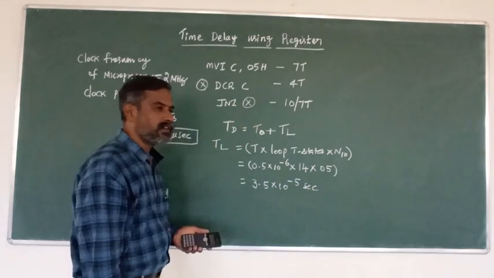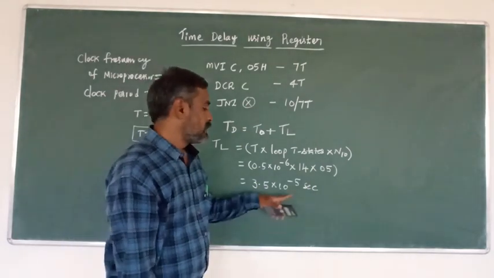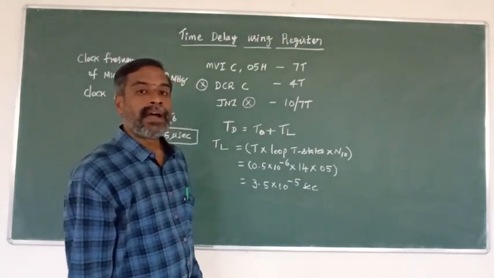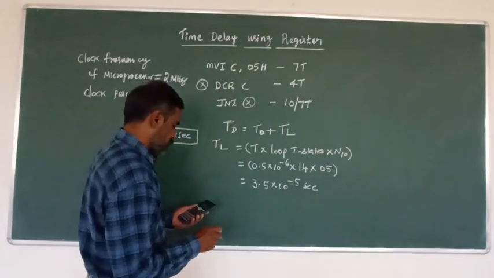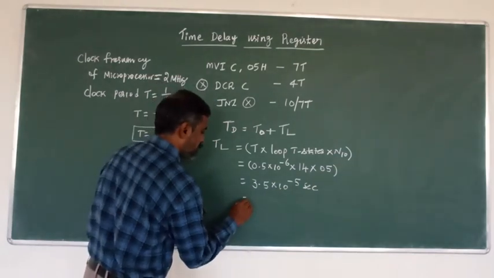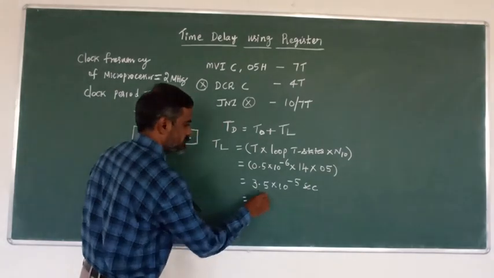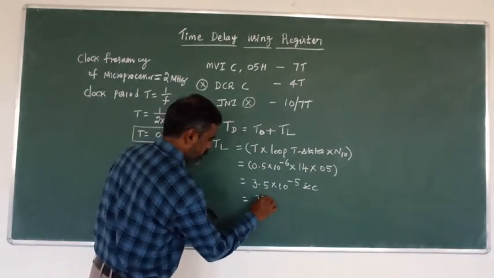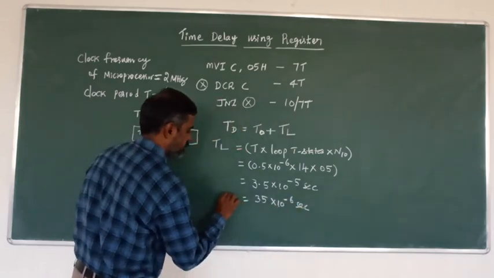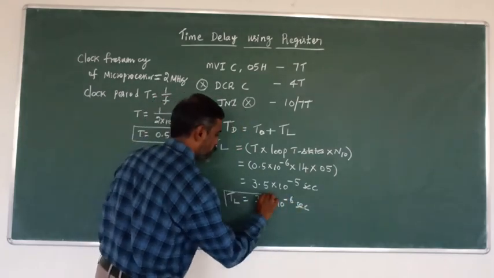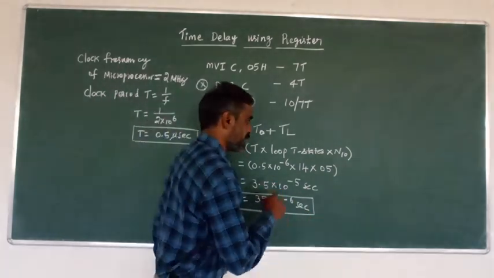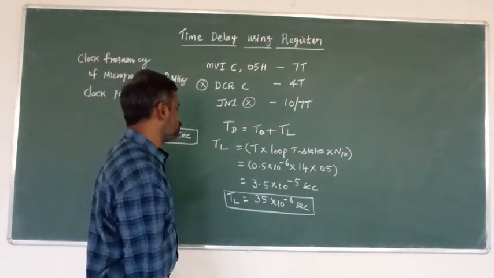Now to convert into milliseconds or microseconds, it is 35 into 10 to the power of minus 6 seconds. This is the total for the loop T states: 35 microseconds.